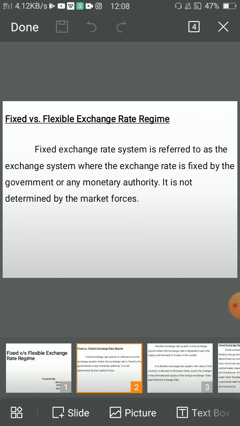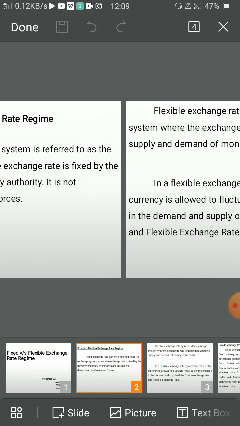Fixed versus flexible exchange rate regime. Fixed exchange rate system is the exchange system where the exchange rate is fixed by the government or any monetary authority. It is not determined by the market forces. For example, for $1, 50 rupees. It is 50 only for a year, for a month, for a week. So it is not changed. If any change has to be done, it is done only by the central government.